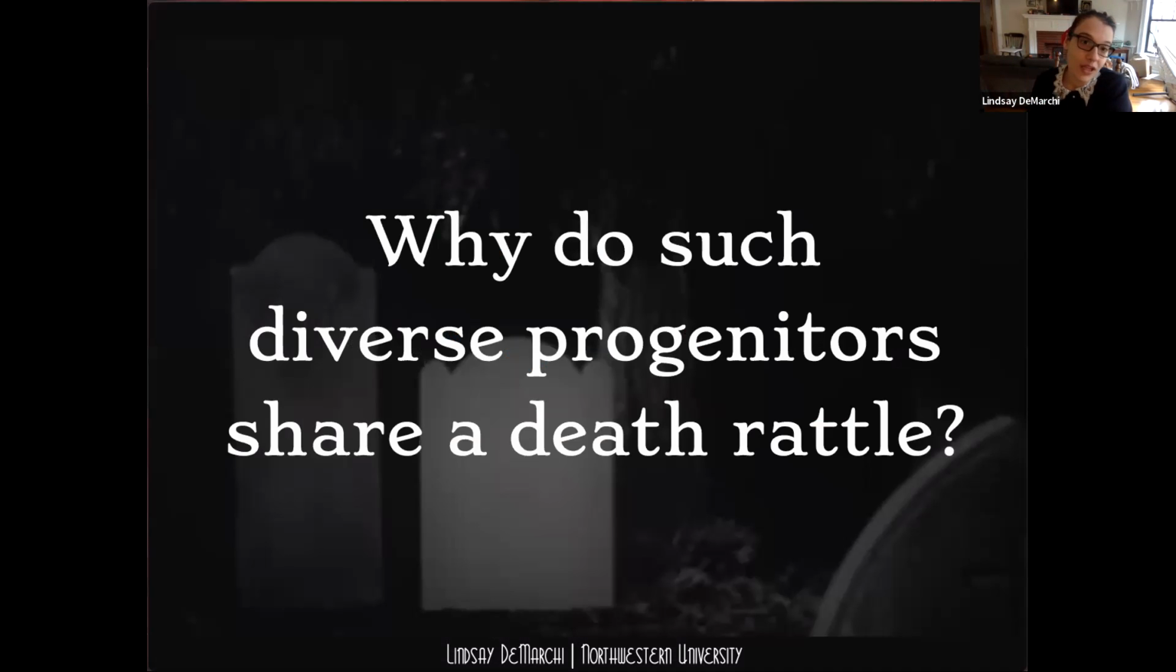So just to wrap up, I want to leave you with a lingering question, which is, why do such diverse progenitors of different supernovae seem to share a death rattle? And that is a question that I hope will be answered very soon in the coming years.